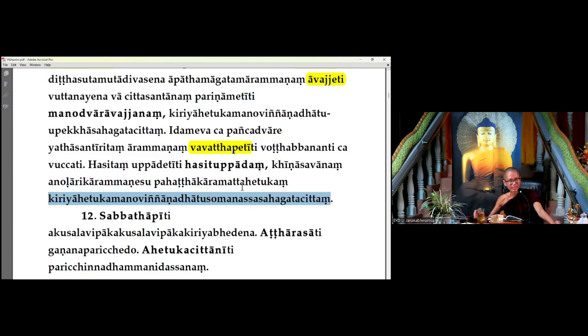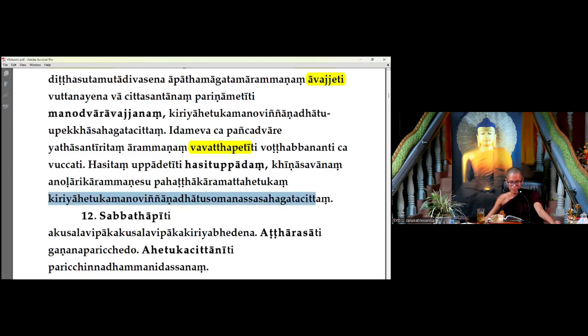Yes, it is a Kiriya. Kiriya means neither kusala, nor akusala, nor vipaka. It is a mere action. Aheduka means no saheduka. Manovinyana dhatu means no manodhatu, no pancavinyana dhatu. Somanasa sagata means no ubeka sagata. Okay, so this is another name.